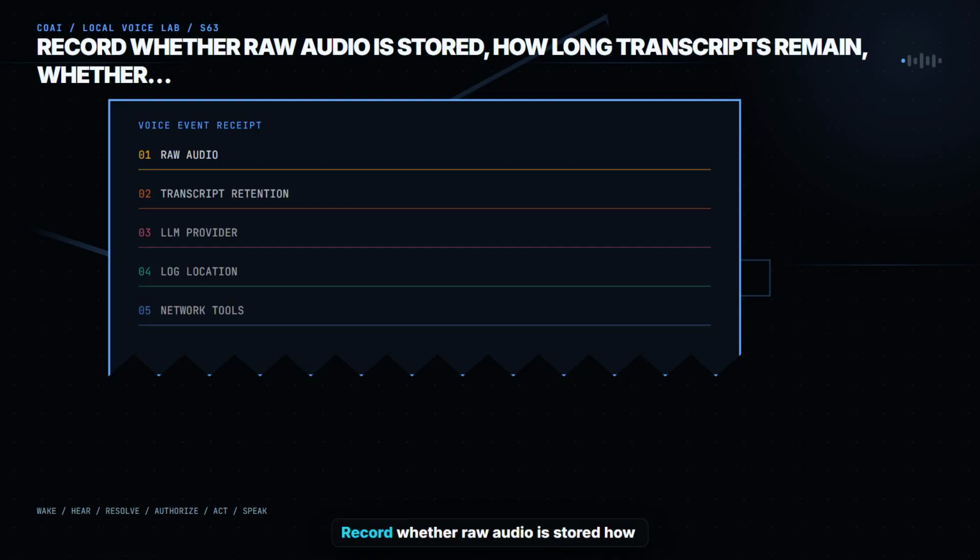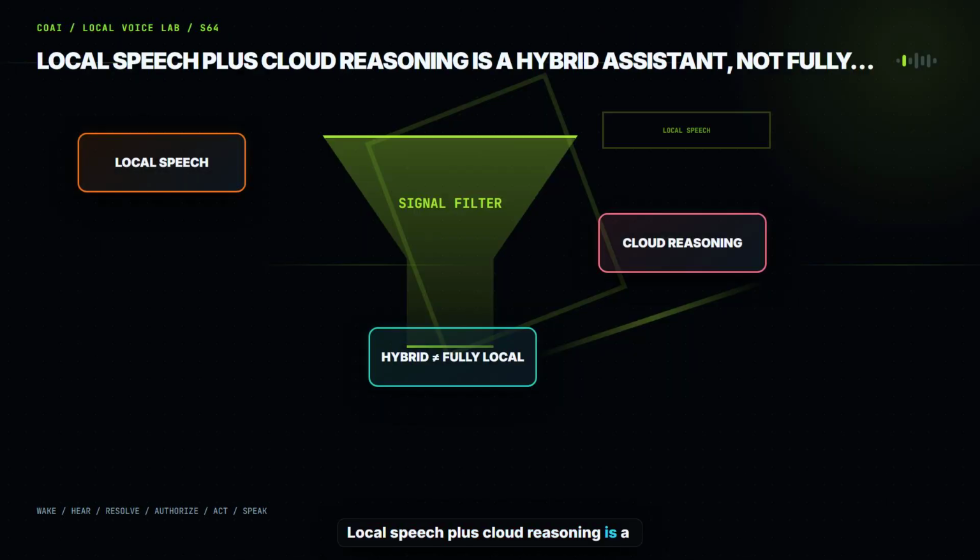Privacy needs a map. Record whether raw audio is stored, how long transcripts remain, whether an LLM provider is ever used, where logs live, and which tools can reach the network. Local speech plus cloud reasoning is a hybrid assistant, not fully local.